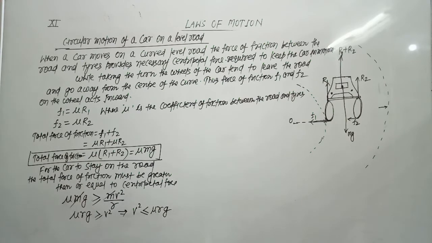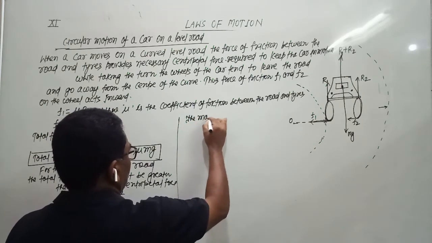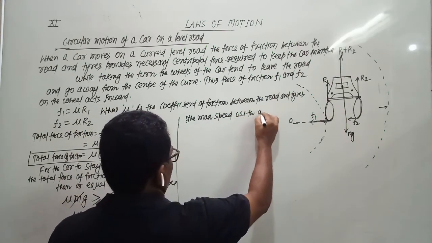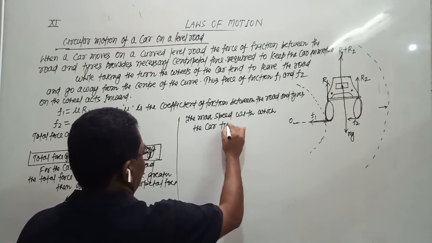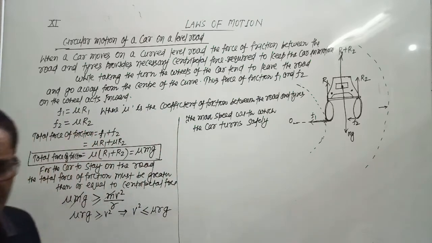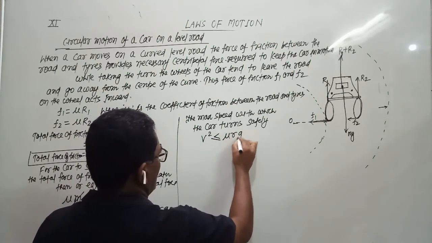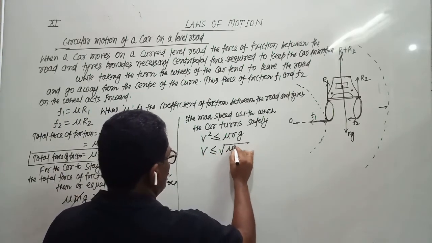So the maximum speed with which the car turns safely on a curved road: v square is less than or equal to mu into r into g, and v should be less than or equal to the square root of mu rg.